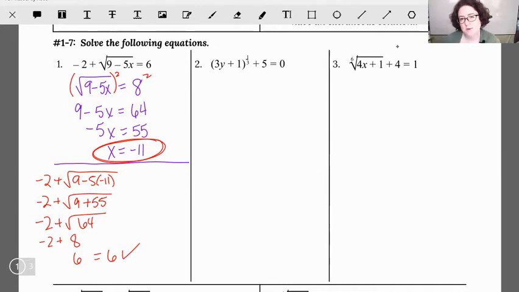Alrighty. Problem number 2 is technically a radical in disguise, because what does that 1/3 exponent mean from our last video? Yeah, it's really a cube root. So eventually when we do this problem, we're going to have to raise to the reciprocal exponent on both sides. In other words, raise both sides to the 3, cube both sides, and that will undo that grouping. But first we have to get the group by itself. So I'm going to start by subtracting a 5 from both sides.